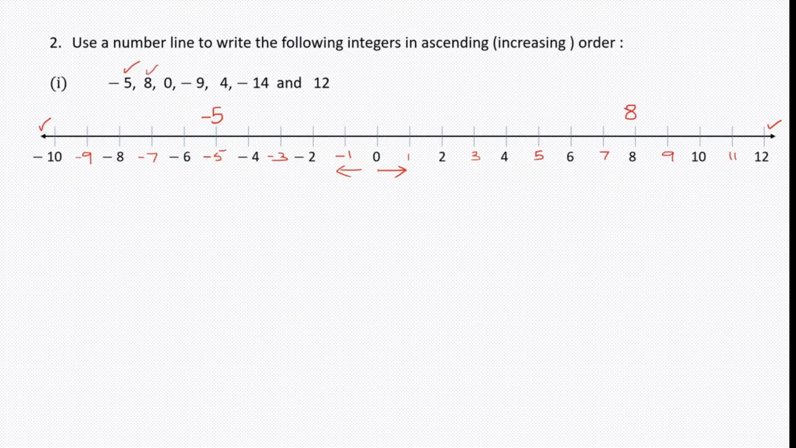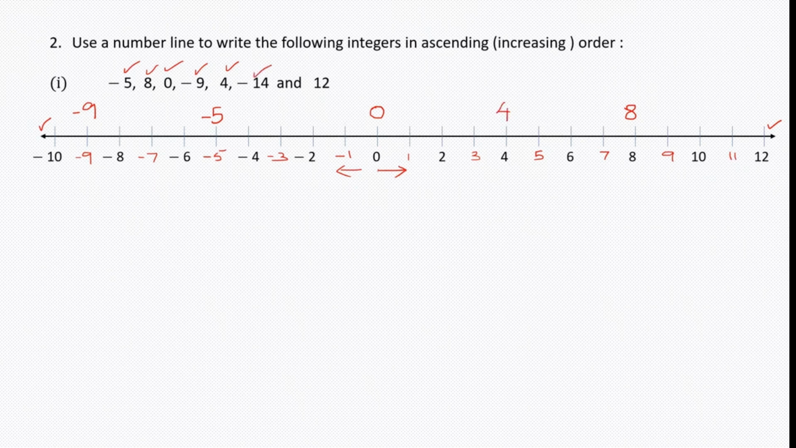Then I have 0. Let me mark 0. Okay, it is in between the positive and the negative numbers. Minus 9, look for minus 9. Negative numbers are on the left hand side. So let me write minus 9. 4 is a positive number on the right hand side. 1, 2, 3, 4. So I have 4 here.